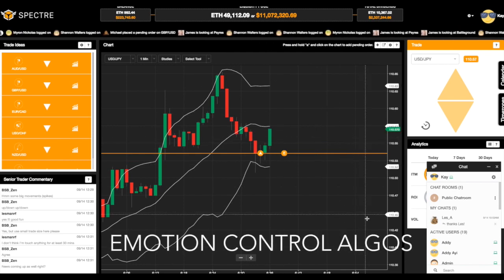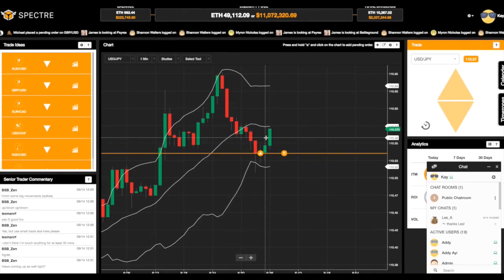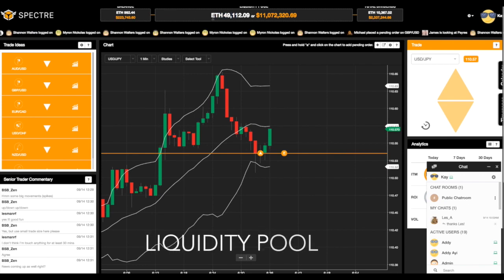While this trade is still running, we have around 2 minutes and 58 seconds to go. It's looking pretty good because the price has gone up, right? I want to talk a little bit about what we're seeing at the top. This is the liquidity pool here. You can see that it's around 50,000 ethers big, or around $11 million.